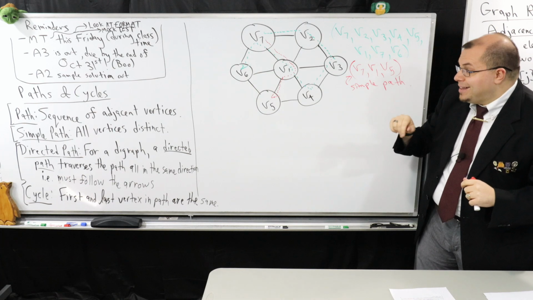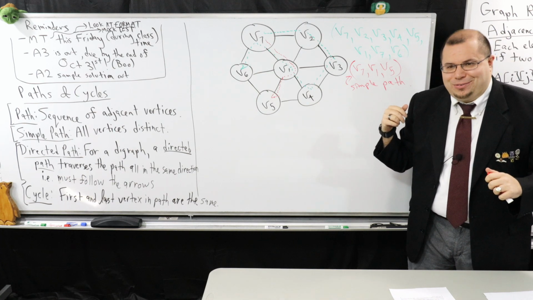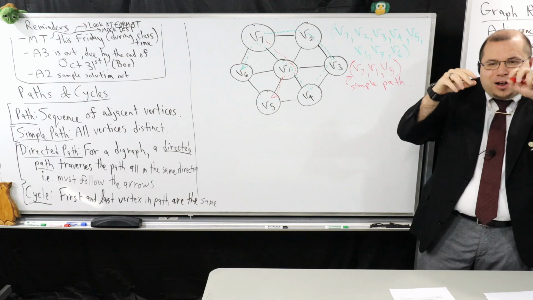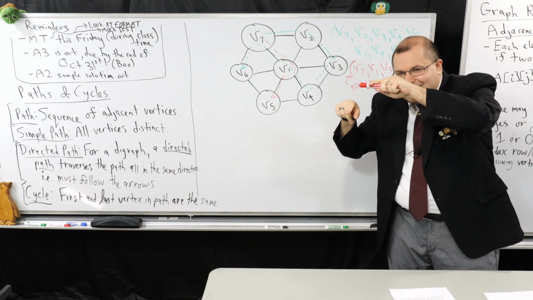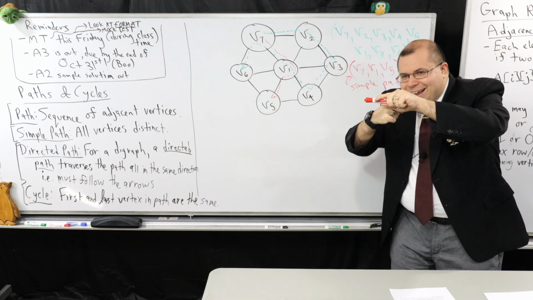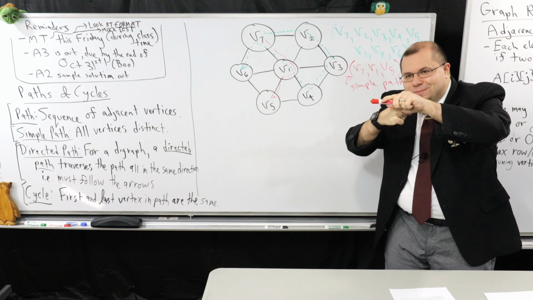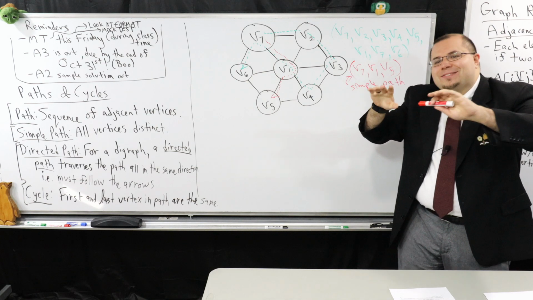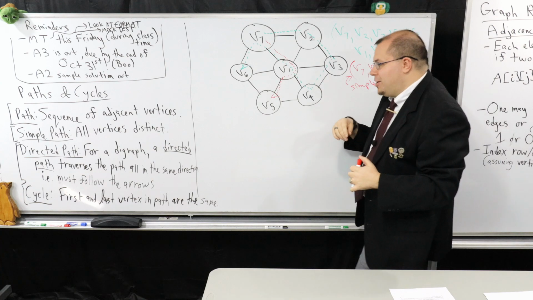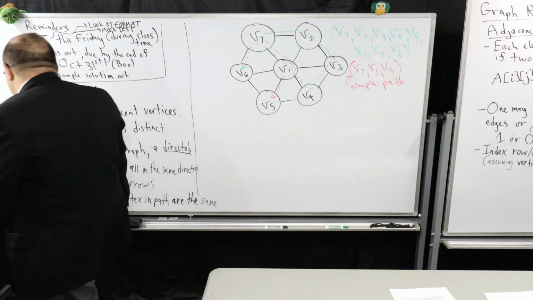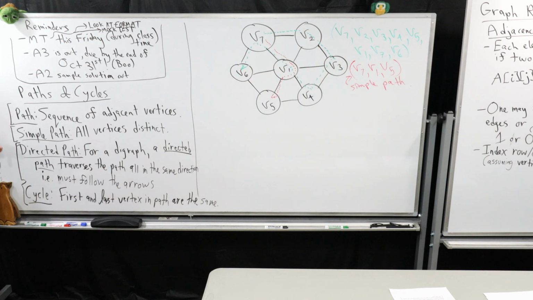The easy way I like to describe it is just follow the arrows. You're not allowed to go backwards. So if the arrow is pointing this way, you can't go this way across that arc. You have to follow the arrow. That's the main difference between these two, and we call that a directed path. And you could also have a simple directed path, because you can obviously just ask, are all the vertices unique or not? That's distinguishing.